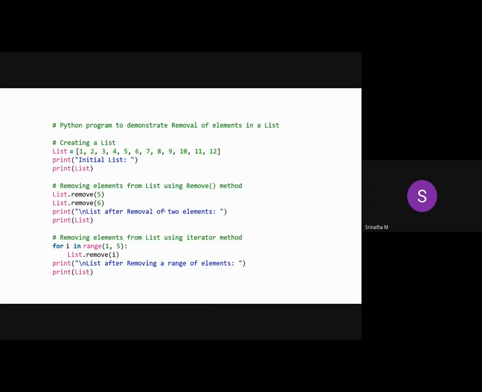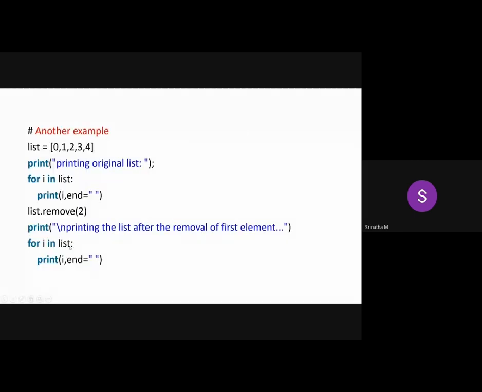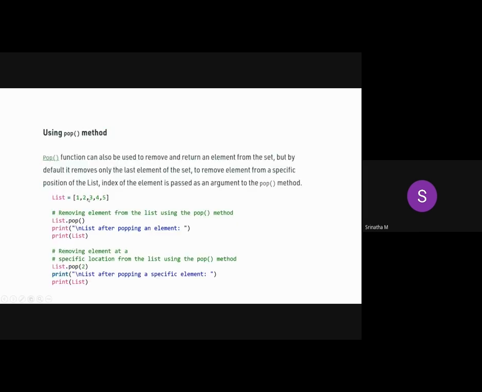You can also remove by using range. 1 to 5, all the elements will be removed here because 1 is assigned to the iterative variable i here. This is also equivalent to that same example, and here you can understand one more thing: instead of printing all the elements vertically, you can print in the horizontal direction by using this syntax, the keyword argument end equals to null.